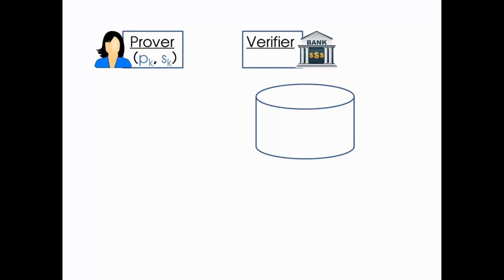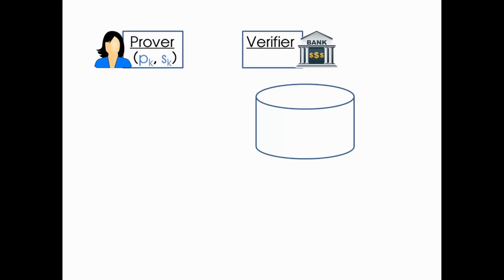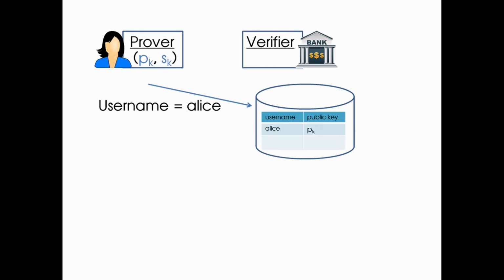The next improvement over hashes is to use public key cryptography. The idea here is that Alice is going to create a key pair made of a public key and a secret key. The public key is public and the secret key is secret. She's going to use the secret key to sign messages, and in doing so she's proving that she owns the public key. Let's see how it works. Alice first sends her username to the bank. The bank has an association of their username with her public key.